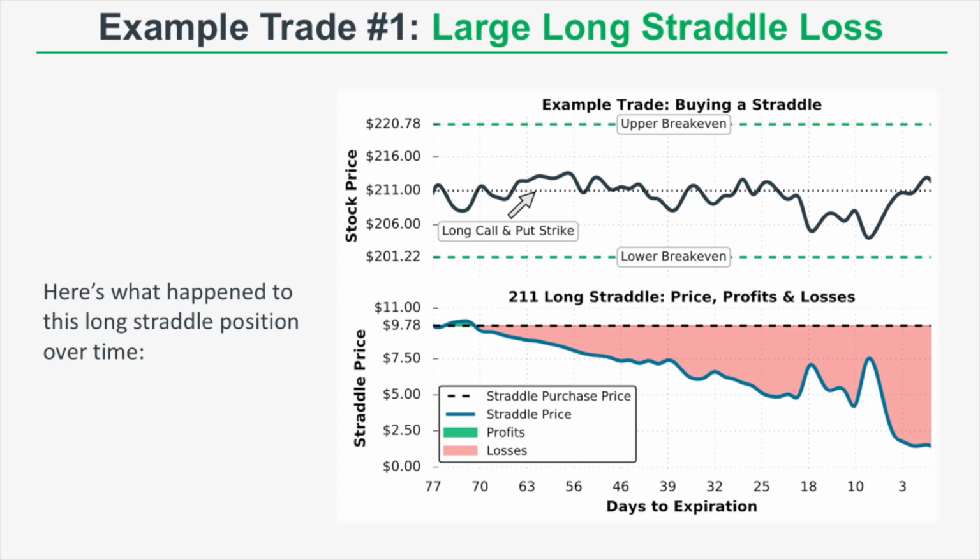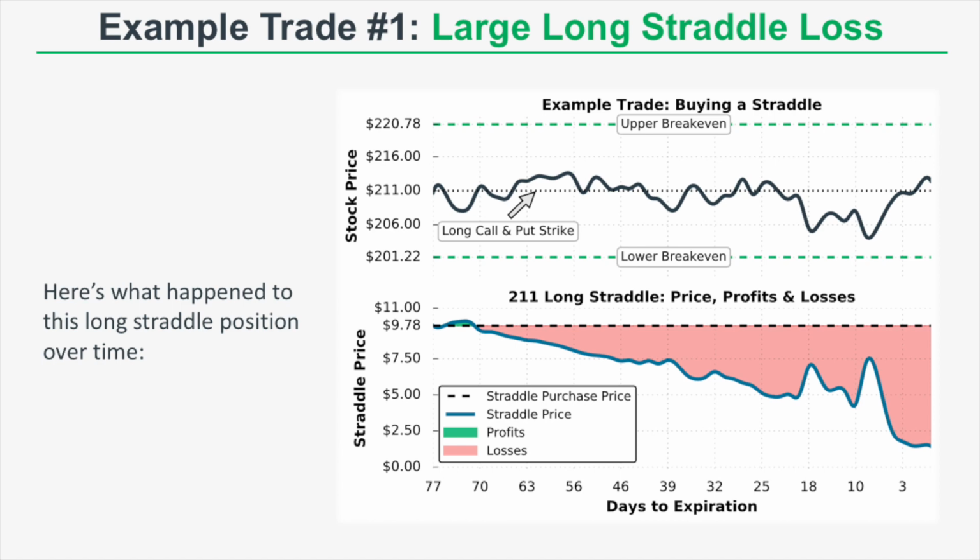So as the stock price remains around $211 as time passes, the 211 call and the 211 put are losing extrinsic value, and that leads to a cheaper and cheaper straddle price, which leads to losses for us. So unfortunately, in this case, the straddle incurred a large loss, and at expiration it was worth right around $1.25 or $1.50, which means we pretty much lost 85 to 90% of what we paid for this straddle.